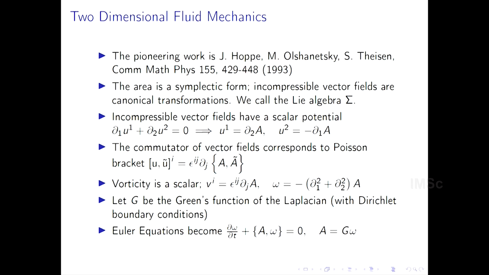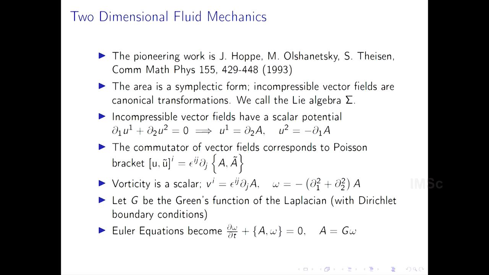And then, moreover, if you look at the vorticity, the vorticity is a scalar in 2 dimensions, because the curl of a vector field in 2 dimensions is a scalar. So this scalar vorticity is related to the stream function through the Laplace operator. So if you think of everything in terms of the scalar functions, the Green's function G that I'm talking about, the metric tensor in the Lie algebra, becomes simply the Green's function of the Laplace operator. It turns out that the correct boundary conditions are the Dirichlet boundary conditions.